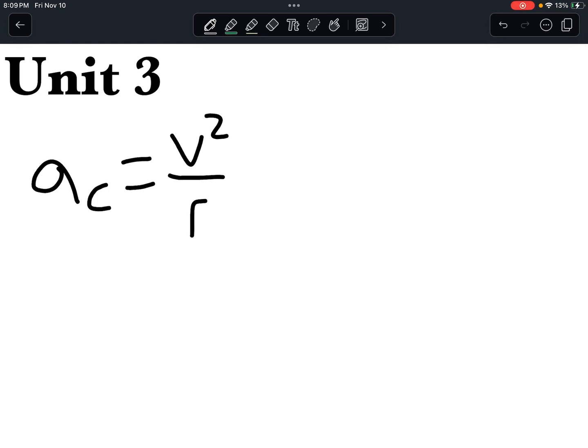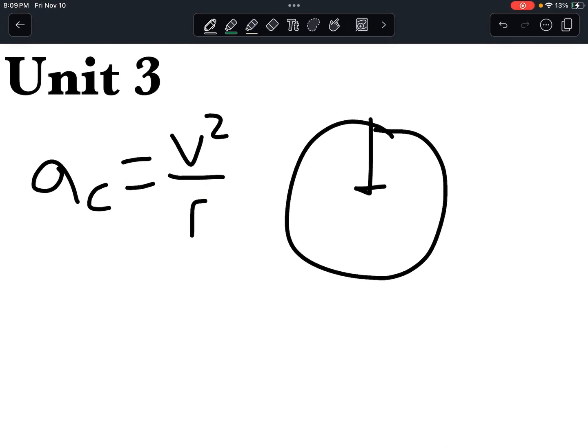Basically, this just means that when something's going around in a circle, it is accelerating inward. The value of that acceleration is going to be v squared over the radius of the circle. And radius, as you know, is the distance between the center and the edge.